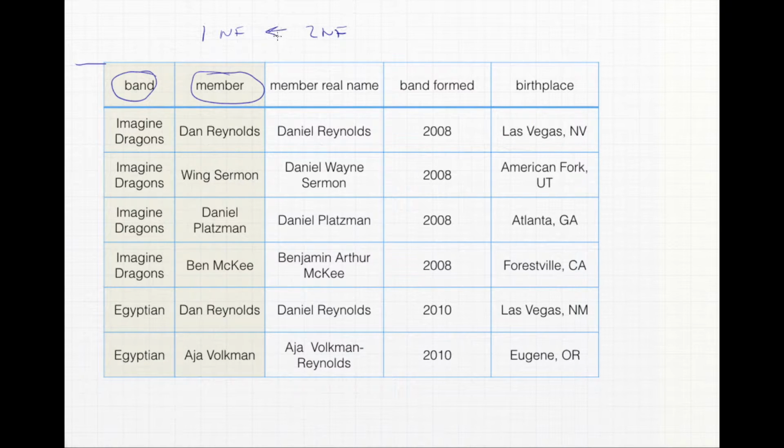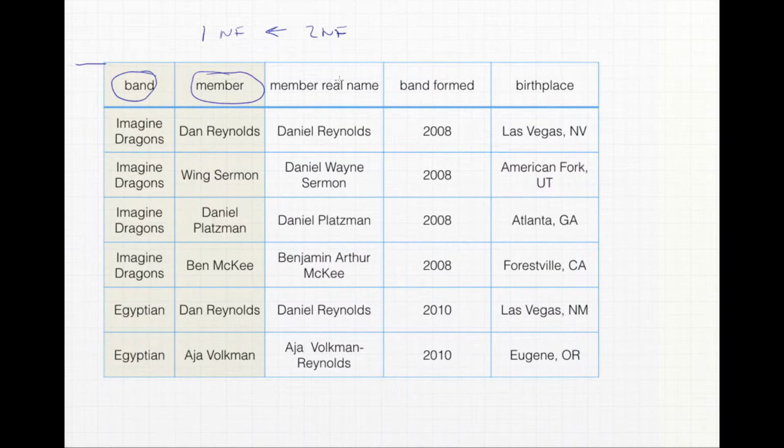2NF requires that the table be in 1NF and also that there are no partial functional dependencies, meaning that a column in the table is not dependent on one column but not both columns of the composite key. Well, here we violate that.